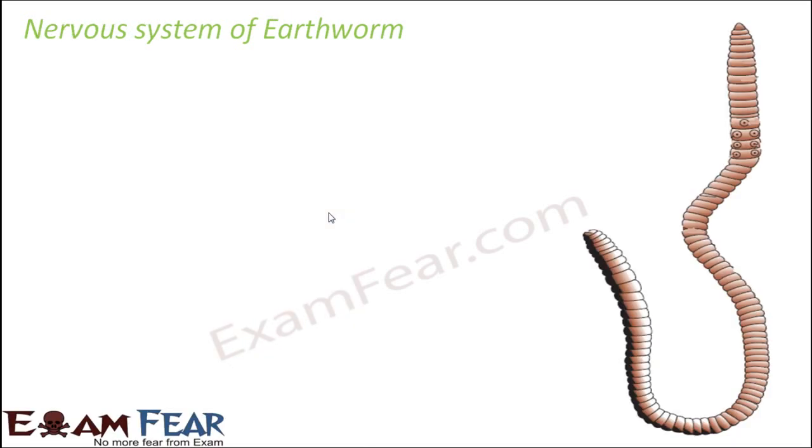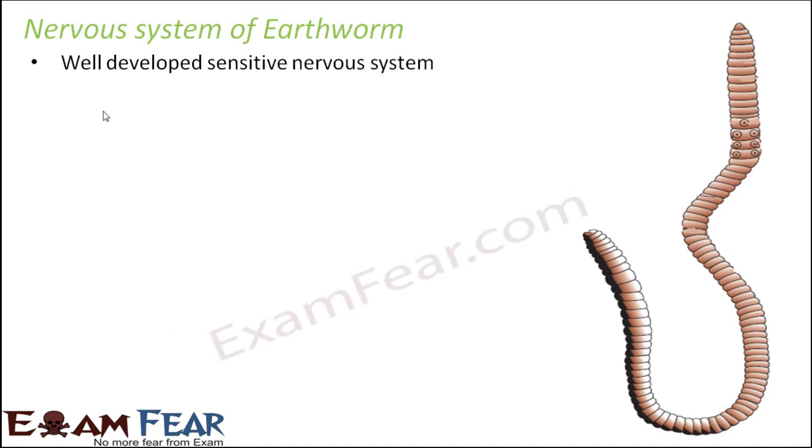Let us now talk about the nervous system of the earthworm. The earthworm has a well-developed sensitive nervous system. When you talk about the nervous system, they do have organs which are made up of nerve cells that can sense the input and then give appropriate reactions, and they also have some sensory organs. We will discuss them.